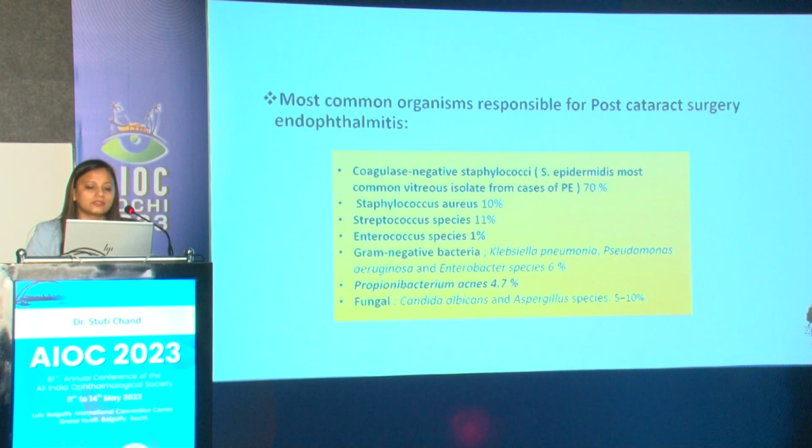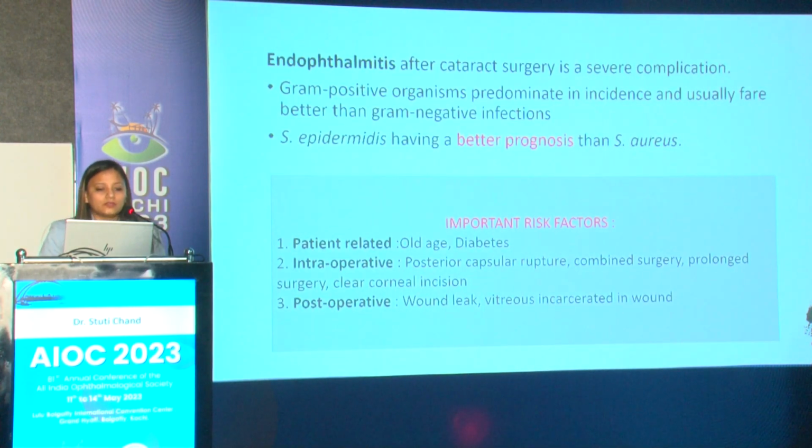The most common organisms responsible for post-operative cataract surgery endophthalmitis is also coagulase-negative Staphylococci, with Staph epidermidis being 70%, followed by Staphylococcus aureus, Streptococcus species, Enterococcus, and gram-negative bacteria, Propionibacterium acnes, and lastly fungal. Endophthalmitis after cataract surgery is a severe complication, and Staph epidermidis has a better prognosis than Staph aureus.